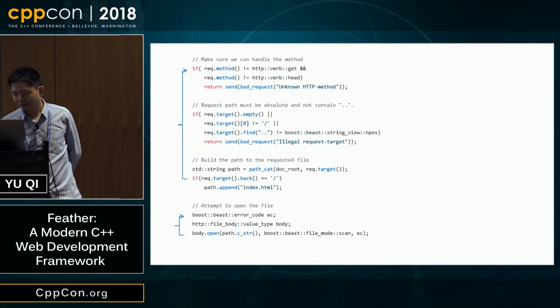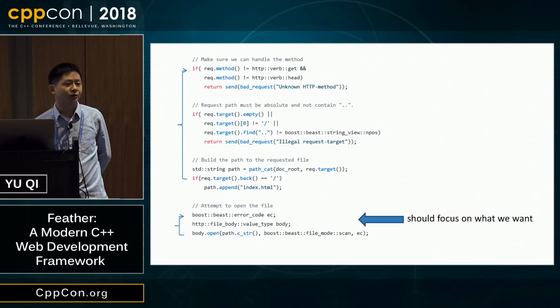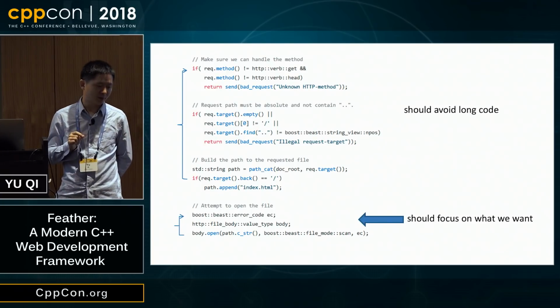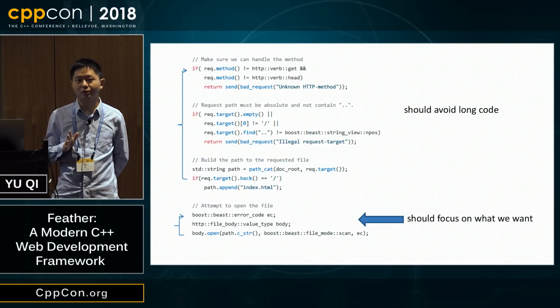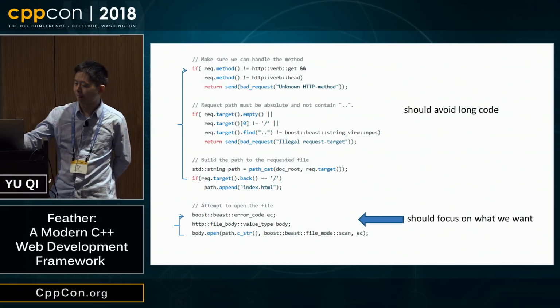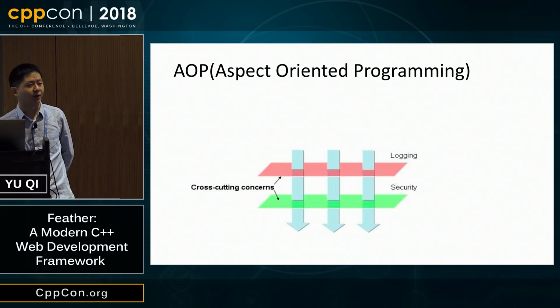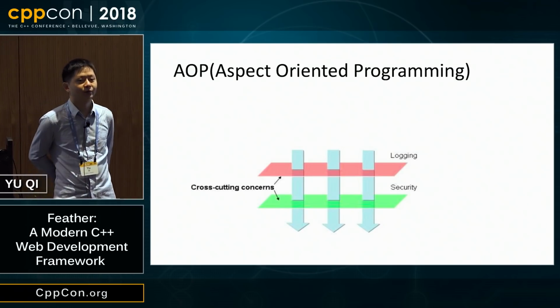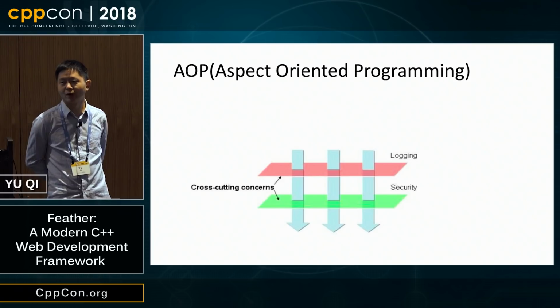And we just need to focus on what we want and avoid the long code. So we need a solution to make our core business code simple and clean. And we need AOP. AOP is an aspect-oriented programming pattern.